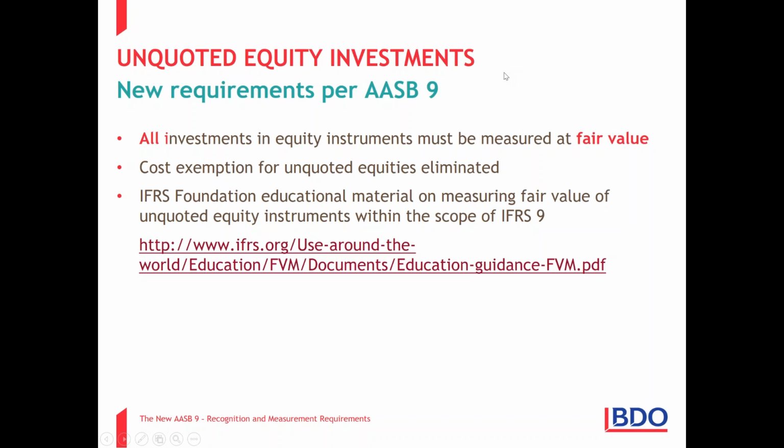The other big change that we've got around the measurement of financial assets is around unquoted equity investments. So currently or going forward, all investments in equity instruments must be measured at fair value, and the cost exemption which a lot of entities currently use for unquoted equities are actually eliminated. And there's guidance being issued by the IFRS Foundation on how to come up with fair value for unquoted equities. So very important, if you currently use that cost exemption for investment in unquoted shares, you'll have to fair value those going forward.